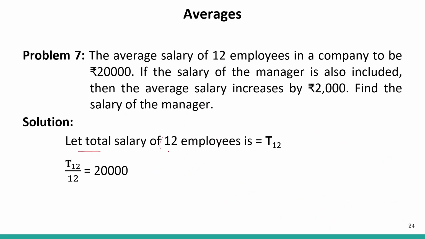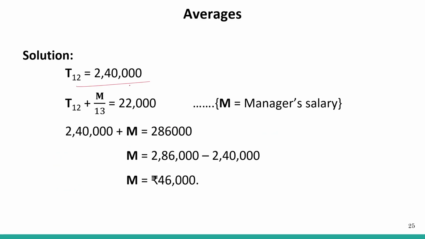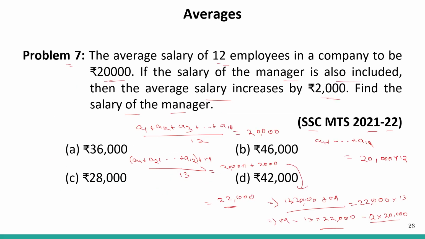So the total salary of 12 employees will be T12, and T12 by 12 is 20,000. So T12 is equal to 2,40,000. So (T12 plus M) by 13 is equal to 22,000, where M is the manager's salary. So 2,40,000 plus M is equal to 2,86,000. So 2,86,000 minus 2,40,000 will be 46,000. So among these four options, 46,000 is the correct answer. These are all wrong answers.